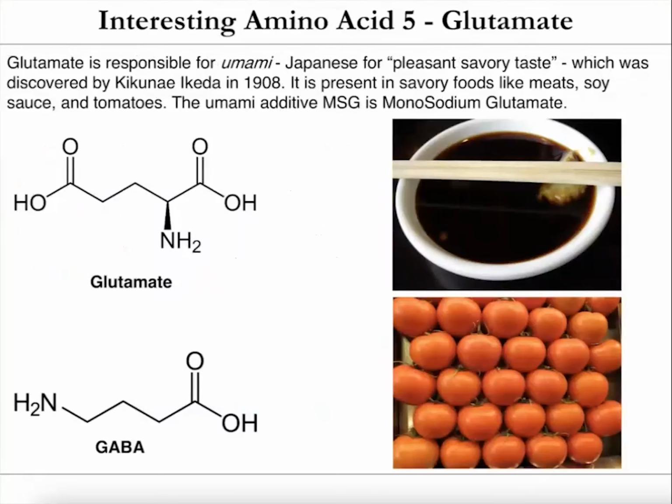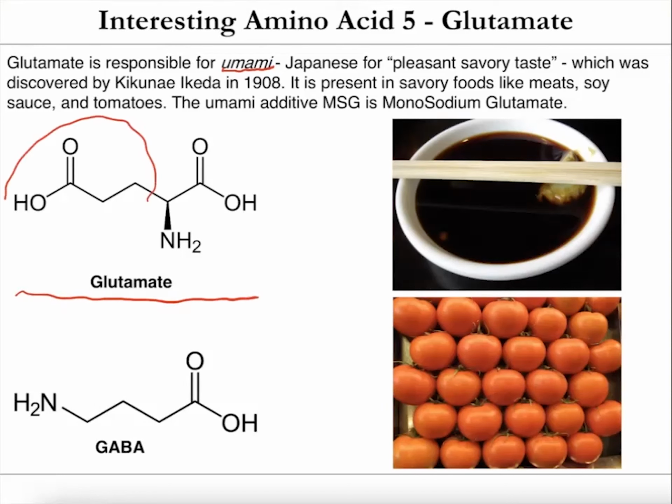And then the last interesting amino acid that I would like to mention is glutamate. Glutamate is maybe my favorite because I like food a lot, and that's because glutamate is basically responsible for umami. Umami is a Japanese word because they were the first to describe it, and it basically means pleasant, savory taste. So it's sort of the fifth taste that you can get. If you're eating meat or stuff like soy sauce or tomatoes, it's what gives those foods a rich, meaty type of taste. And that comes from this glutamate amino acid right here.